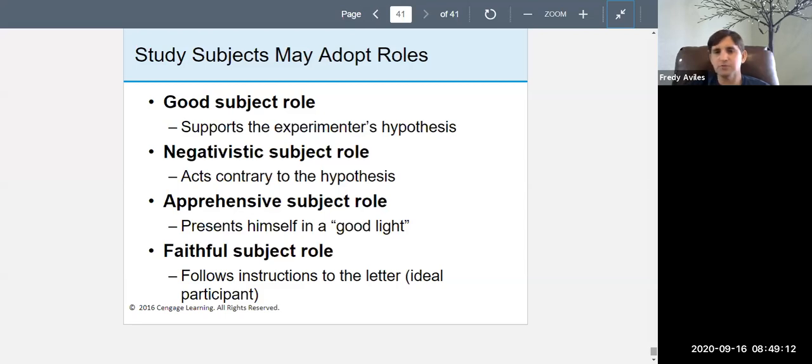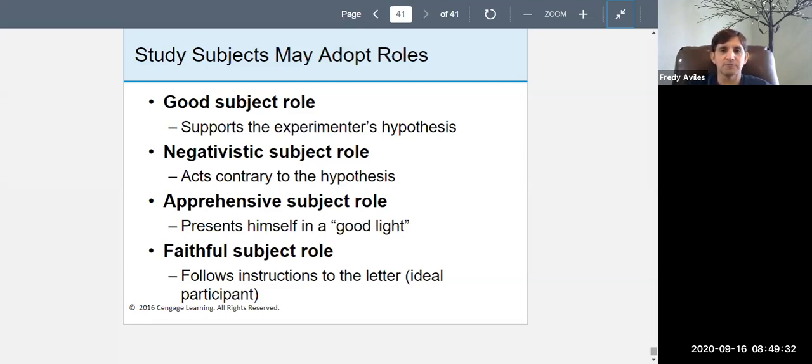The apprehensive subject role is where the participant just wants to present themselves in a good light, like a good person, and that may help you or that may hurt you as far as your hypothesis, but they're apprehensive, okay? They just want to present themselves in a positive way.